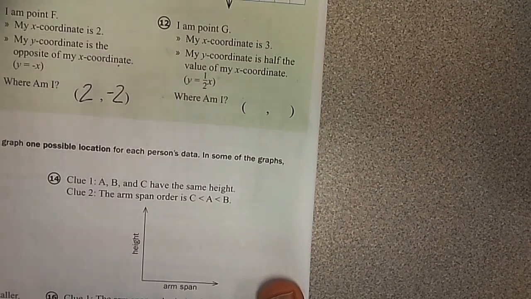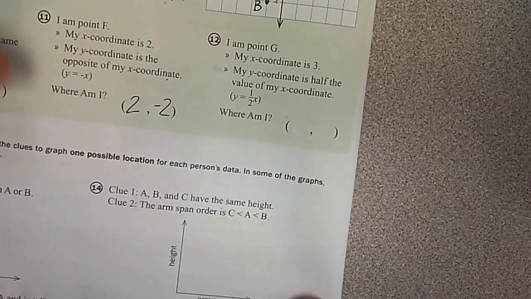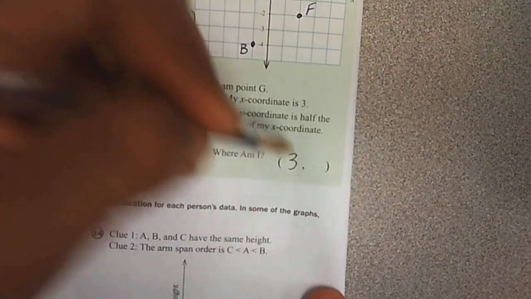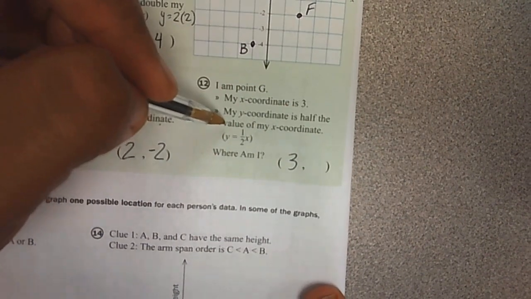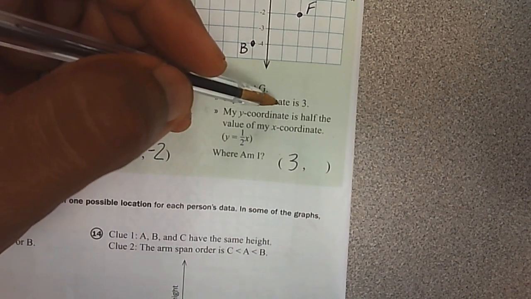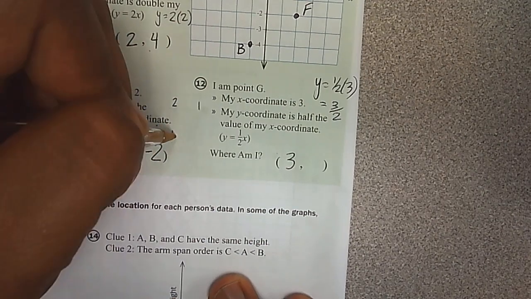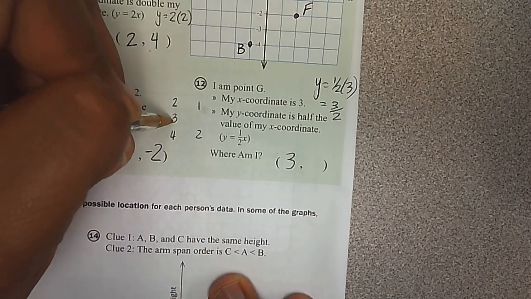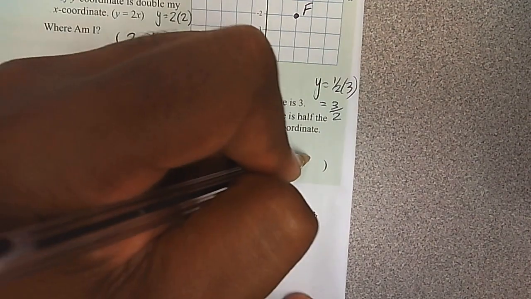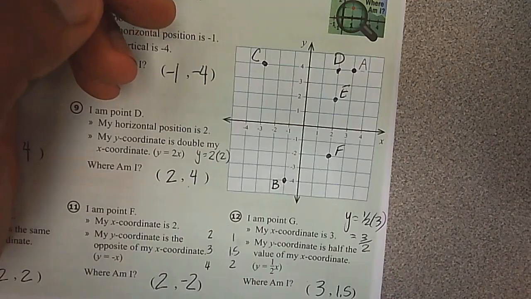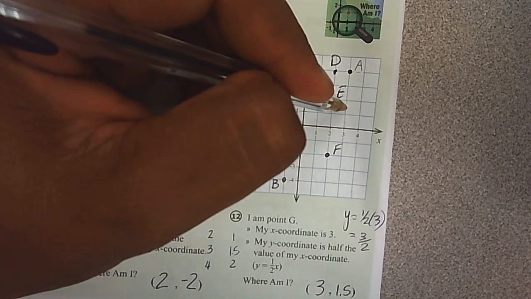G, my x coordinate is 3. My x coordinate was 2 before, and -3 earlier, so x goes first. My x is 3, and my y coordinate is half the value of my x coordinate. So my y equals 1/2 of 3. Well, half of 2 is 1. Half of 4 is 2. So half of 3 is between: 1.5. So on this graph, I'm going to go over 3 and up 1.5. It's not on the line, it's right between. So this is G.